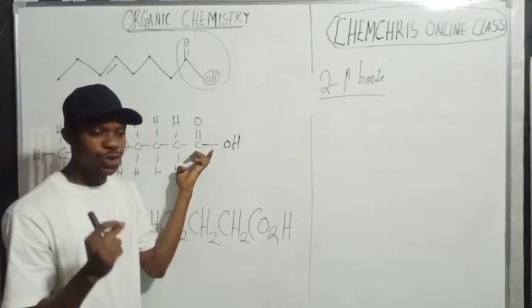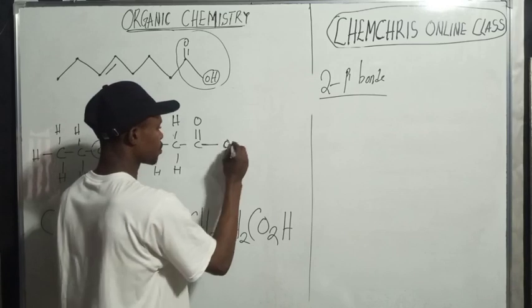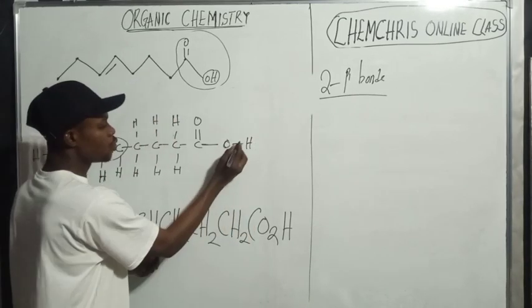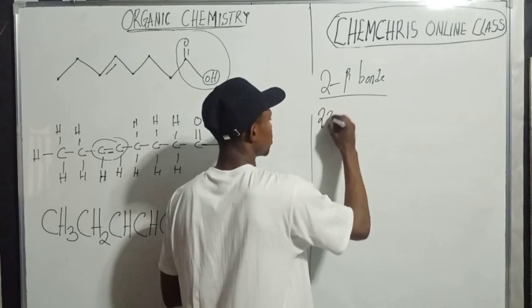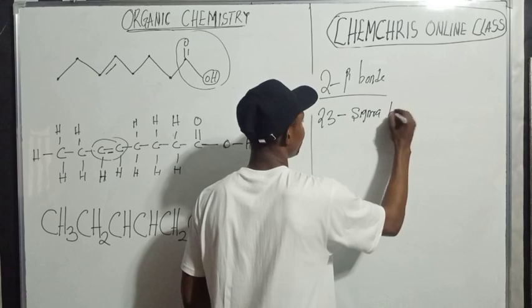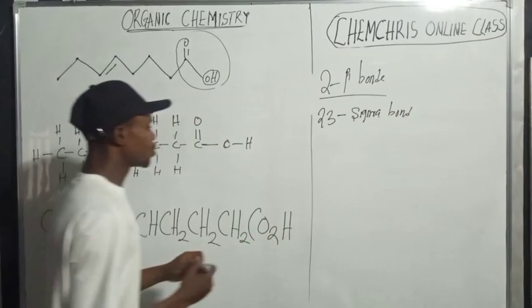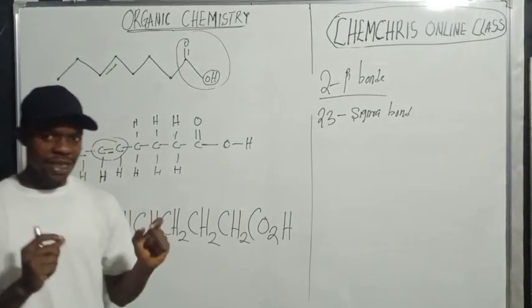Now, some will stop at 22. Now, do you know that there's also a sigma bond here? So we should make it 23. So here we have 23 sigma bonds. Okay, 23 sigma bonds.